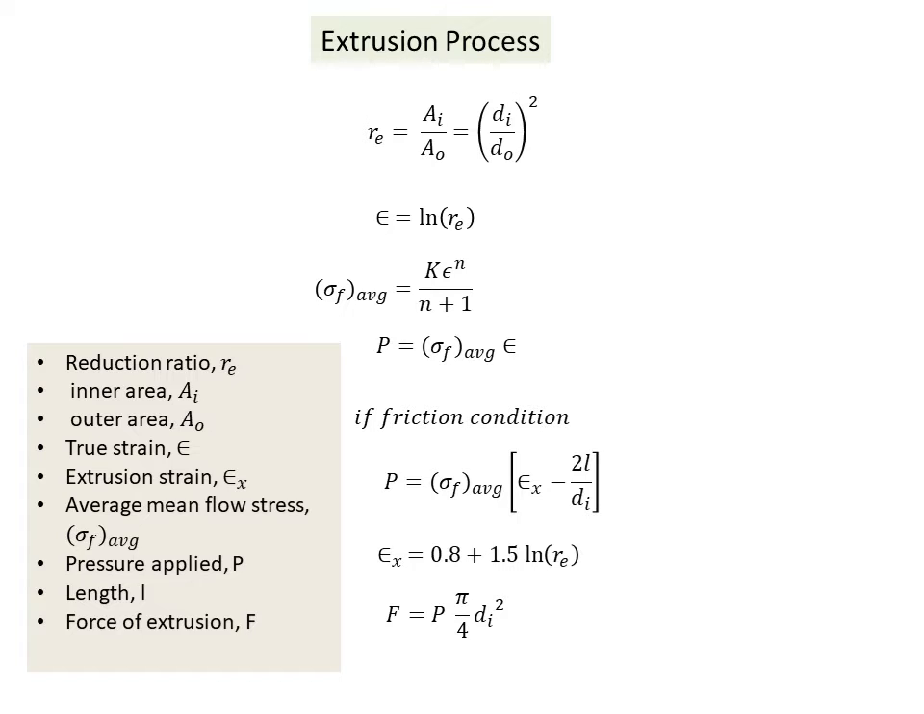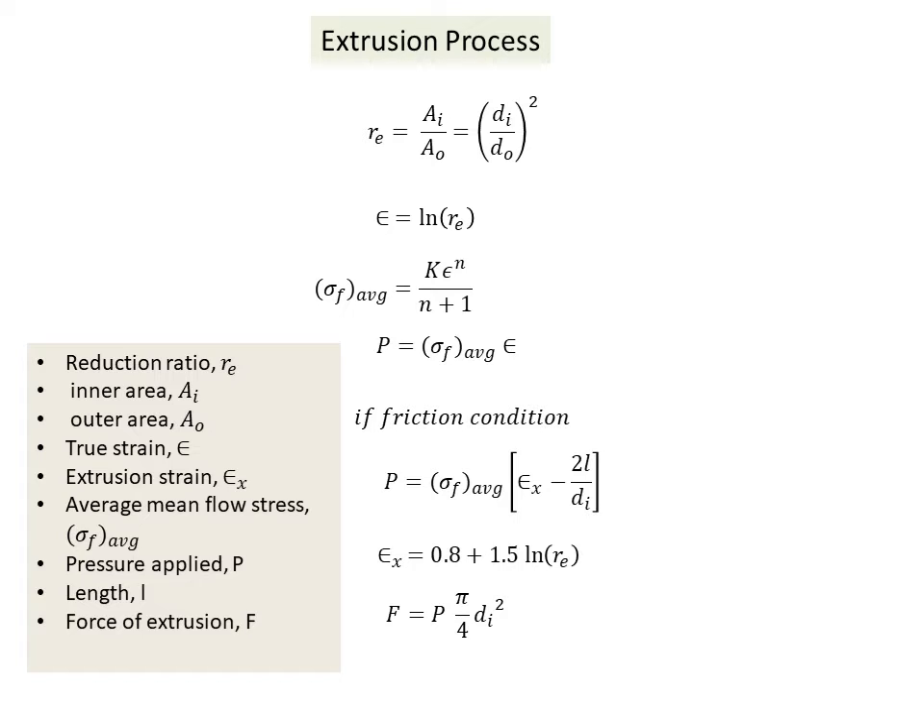So sigma F average is equal to K, where K means constant and epsilon means true strain raised to n. N means the flow index. Capital P represents the pressure, applied pressure. Capital P can be calculated as average flow stress into epsilon. If the friction condition is given in the example, we can take capital P is equal to sigma F average in bracket epsilon x minus twice L upon dl.